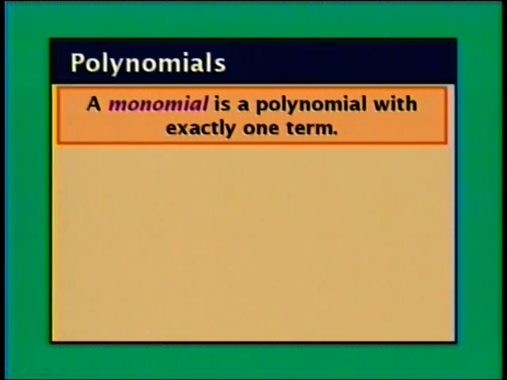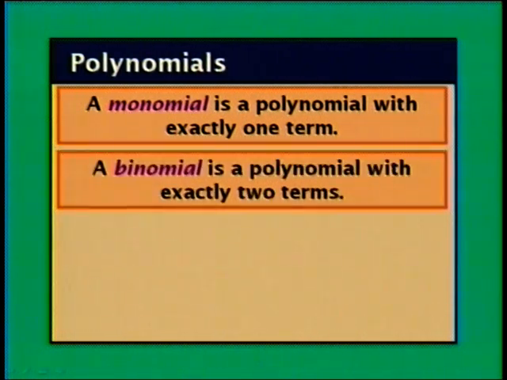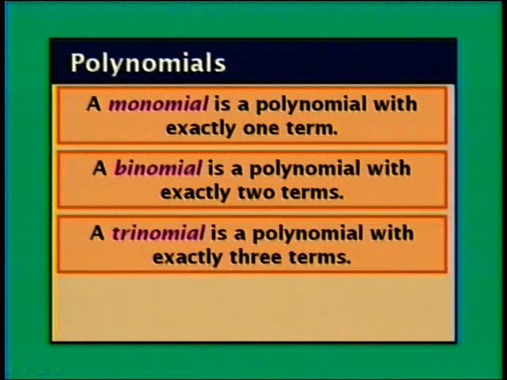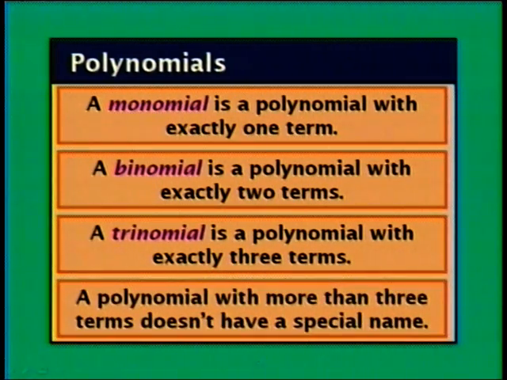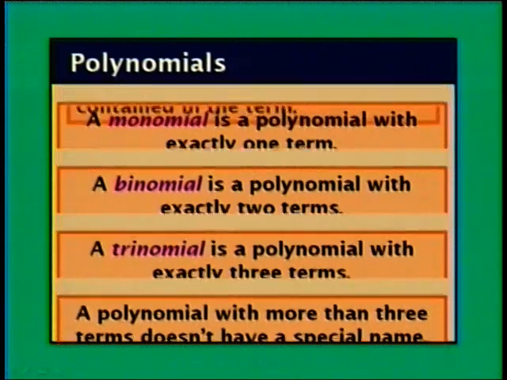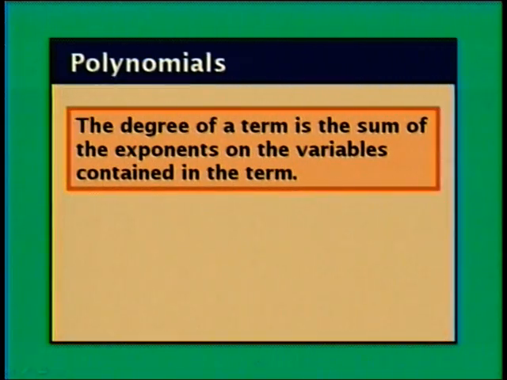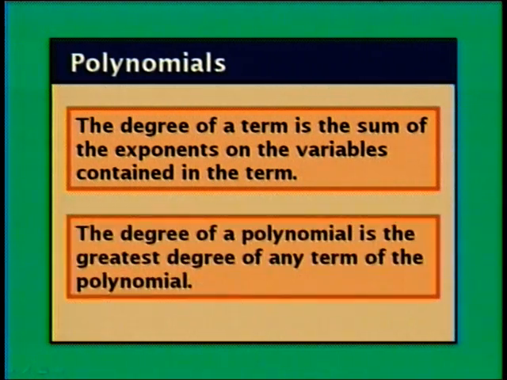Then we had some special names for certain types of polynomials. A monomial is a polynomial with exactly one term. A binomial is a polynomial with exactly 2 terms. A trinomial is a polynomial with exactly 3 terms. A polynomial with more than 3 terms doesn't have a special name. The degree of a term is the sum of the exponents on the variables contained in the term. And the degree of a polynomial is the greatest degree of any term of the polynomial.